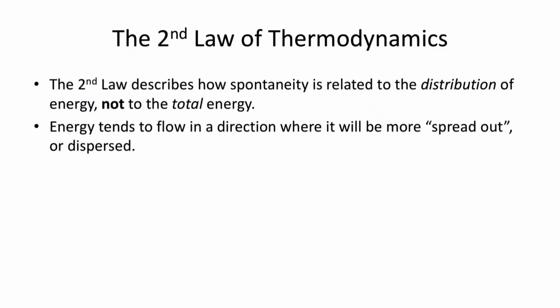So all of these things are examples of directionality or spontaneity. And these are associated with the second law of thermo, which really has to do with changes in entropy. The second law talks about what's called the distribution of energy, not the total energy. And the second law of thermodynamics basically says that energy tends to go in a direction where things are going to be more spread out or dispersed or diffuse.